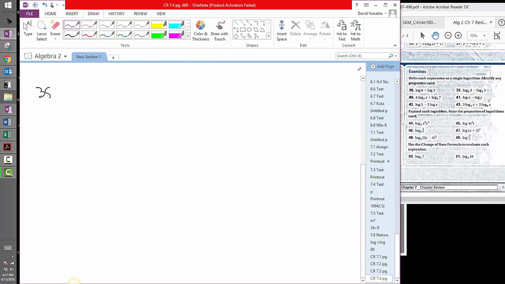Let's look at 38. We want to write the expression as a single logarithm and identify the property used. So it starts off with log of 8 plus log of 3. Now, just what you remember for the product property. If you scroll up again, it says if you do log of A times B, that's the same thing as log of A plus log of B. I'm going to briefly explain why.